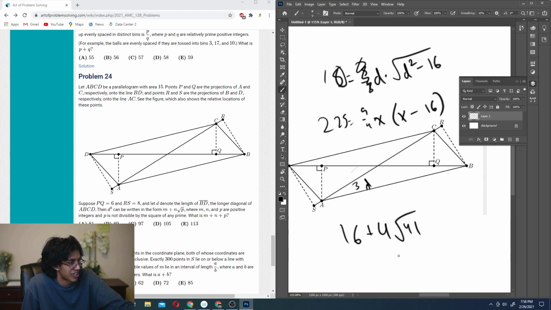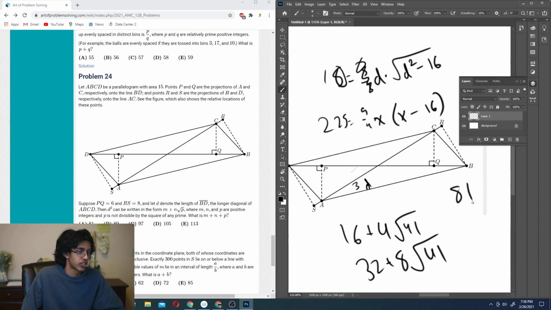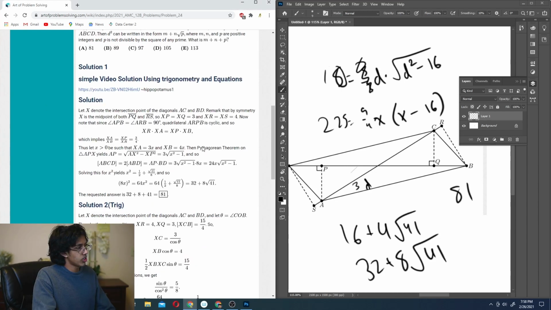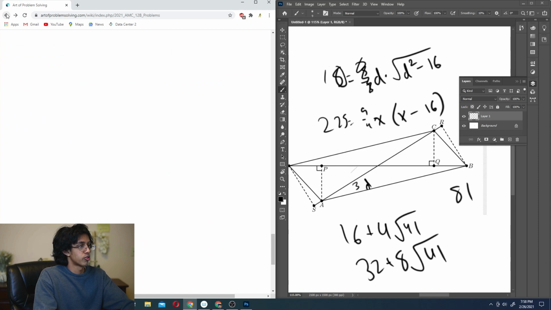Okay, so you multiply this by 2 again, right? And then you get 32 plus 8 root 41. Okay, so that makes a bit more sense. 81 should be our answer. A, again, very cool. Hey, very nice. I love geo. Geo is very cool.